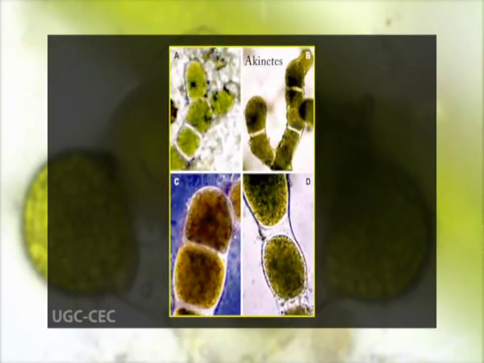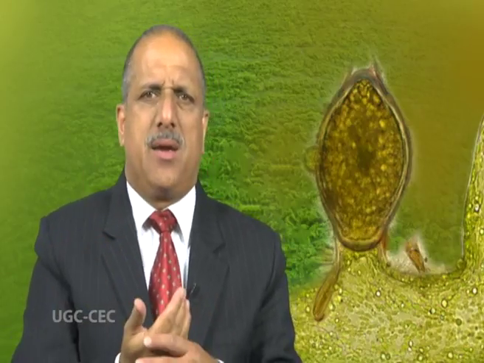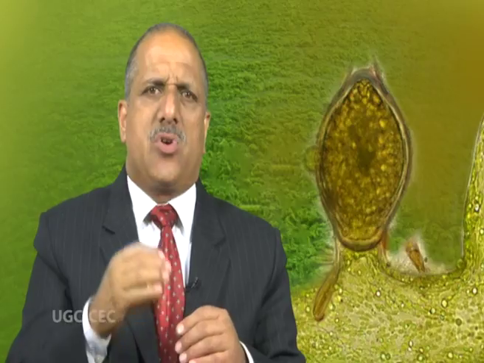Sometimes the protoplast of these akinetes may divide into many uninucleated amoeboid segments. These segments come out through a pore in the lateral wall of the cyst. At this stage, the Vaucheria thallus resembles that of another genus called Gongrosira, and therefore this stage is called the Gongrosira stage. So far as sexual reproduction is concerned, Vaucheria reproduces sexually, which occurs during unfavorable conditions.